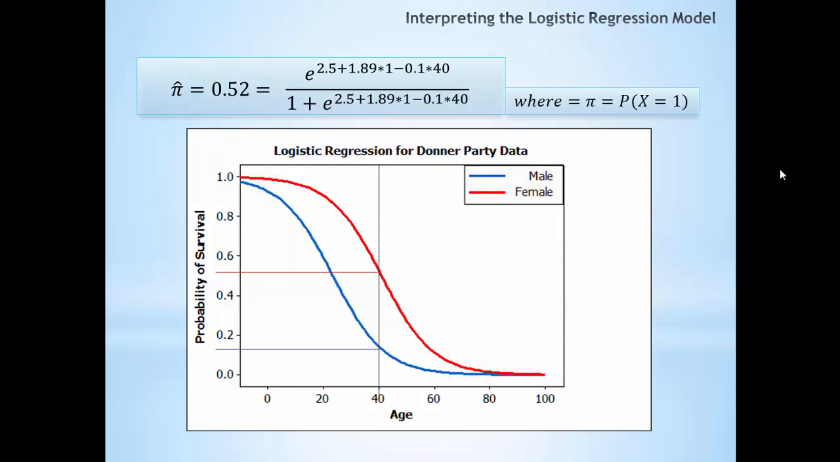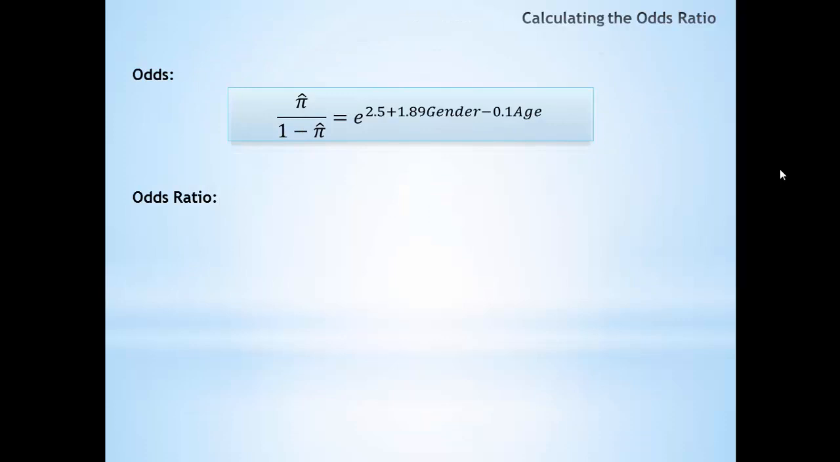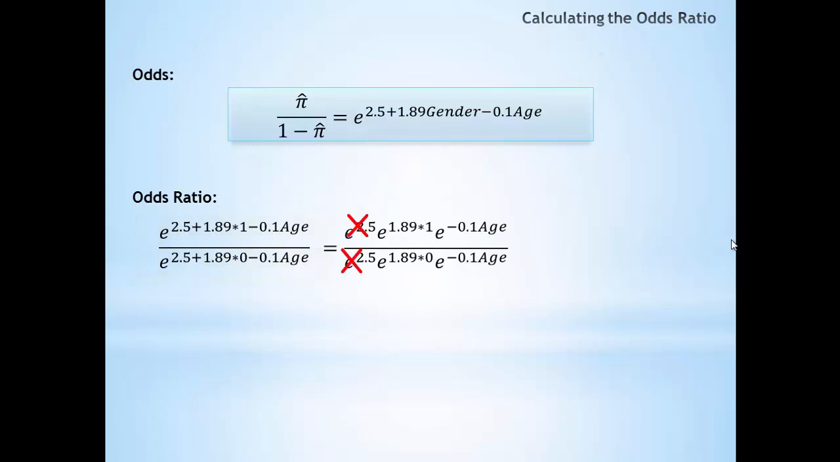In addition to predicting the probability of survival, we can use the logistic regression model to calculate odds and the odds ratio. A little algebra allows us to calculate the odds for any particular gender and age. The odds ratio is simply the odds of survival for a female over the odds of survival for a male. Mathematically, the e to the 2.5 can cancel out, as well as any age that you use. If we put in age of 40, age of 35, as long as the age is the same, they will also cancel out. Thus, we are simply left with an odds ratio of e to the 1.89, or simply 6.639.